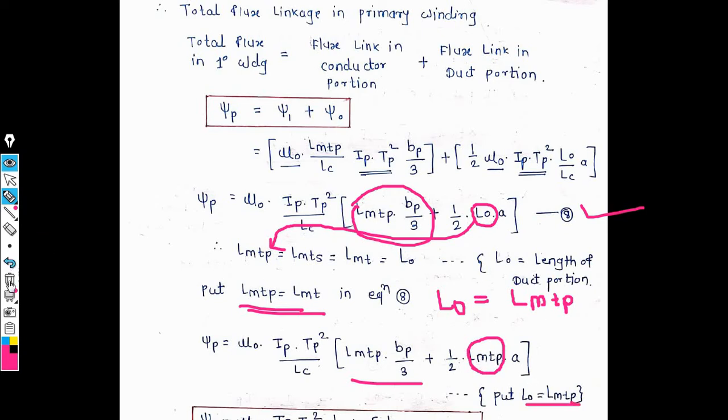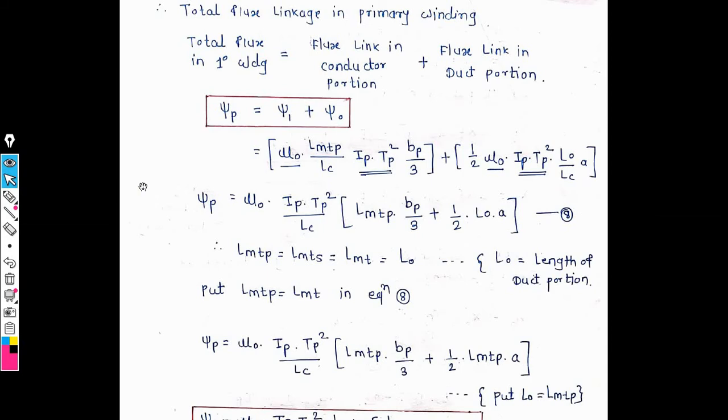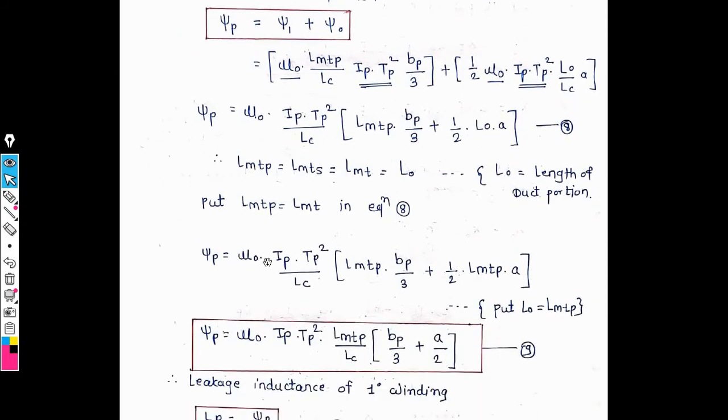Then the next equation for psi p is the rearranged equation, in which we take the length of mean turn of primary winding as common, with mu 0 as it is. This term stays as it is, but the length of mean turn is taken as common because it is present on both sides. Then psi p is equal to mu 0 into IP into TP square into length of mean turn of primary winding upon LC into bracket BP upon 3 plus A by 2. This is called equation number 9.